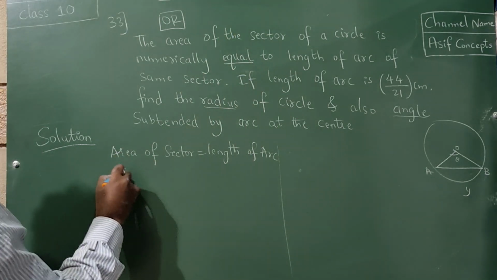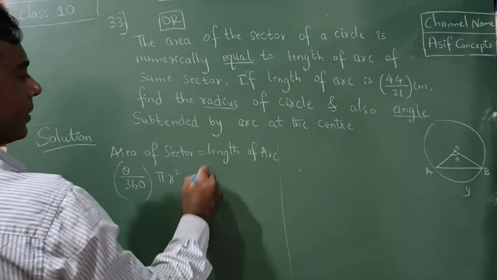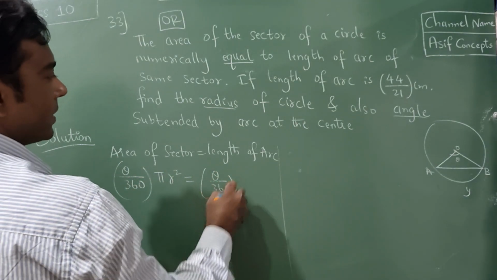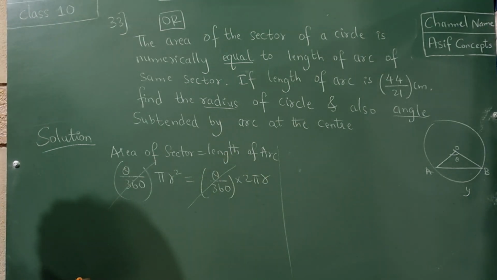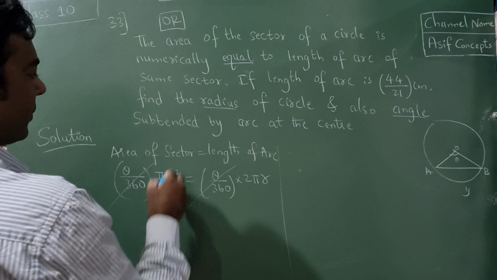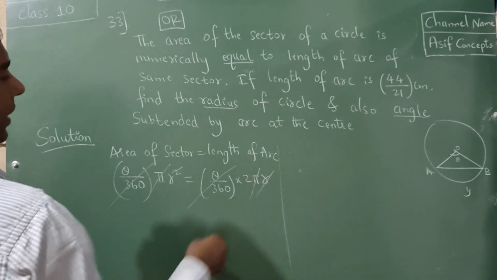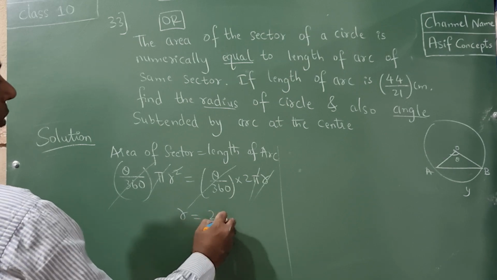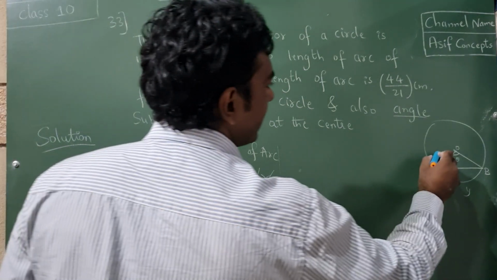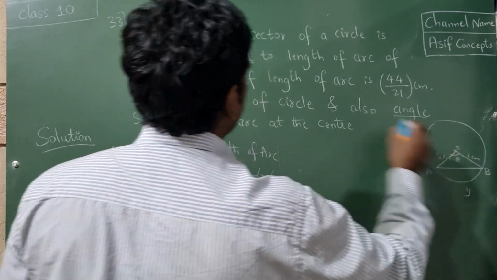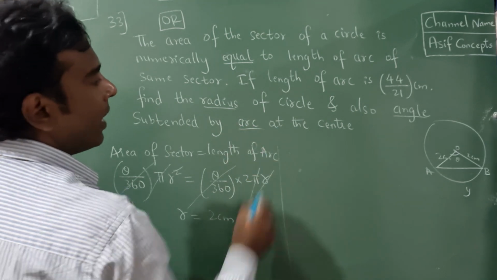So the area of a sector is equal to the length of the arc, since they are equal. What is the area of a sector? Theta divided by 360 into pi r square. Theta divided by 360, and the length of the arc means 2 pi r. This and this entirely get cancelled. Pi gets cancelled, one r and one r get cancelled. So r is equal to 2 centimeter. So the radius is 2 centimeter. Now we need to find the angle by arc.